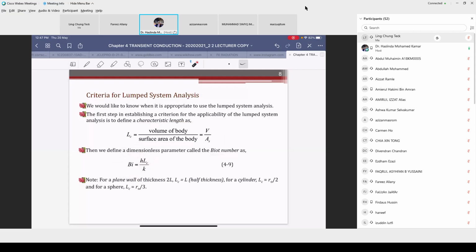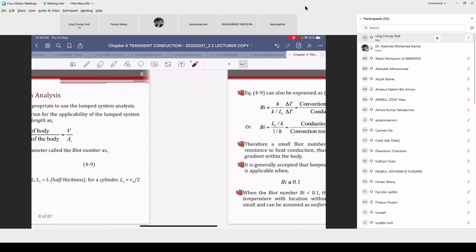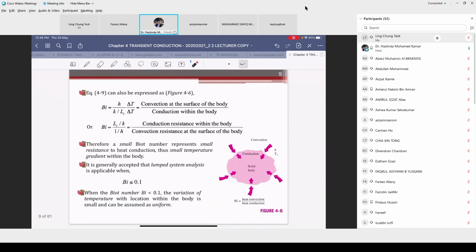You have to calculate or determine the volume of the body and then divide by the surface area of the body. So finally you will get your Biot number. So Biot number has no unit. Yeah? Okay, so this is another expression of Biot number. So if you are creative enough, you can play around with parameters and you will get the same answer.